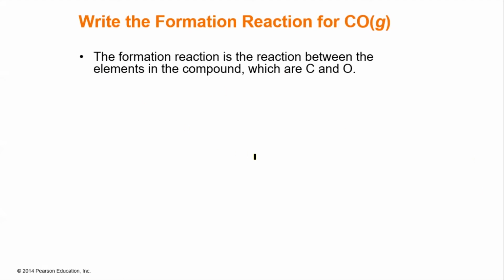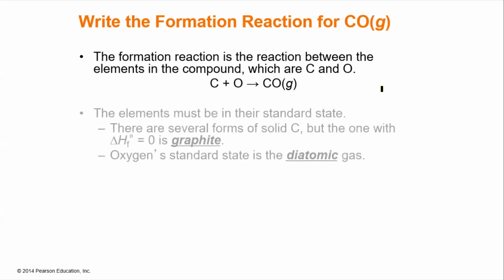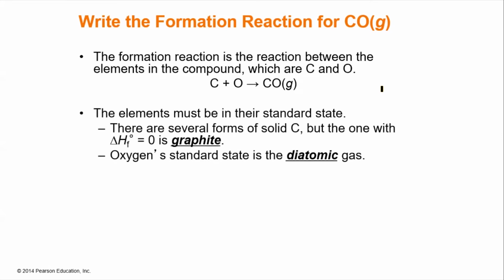To make CO. Now, here's the thing. In order for this to be valid, we have to put the elements in their standard forms, all right? In their standard states. So for carbon, there are several forms, but the one that is in the standard state is graphite. And for oxygen, what you have is a diatomic gas. So here is how the equation would look now. So now I have carbon, notice the specificity there of S for solid and graphite, not diamond, and then oxygen as O2 in the gas form.